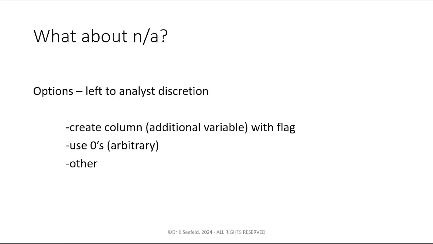So there are different things you can do. You could create another variable, a column for missing data or something like that. You could put a 0 in, and you could do something else depending on your understanding of the data.